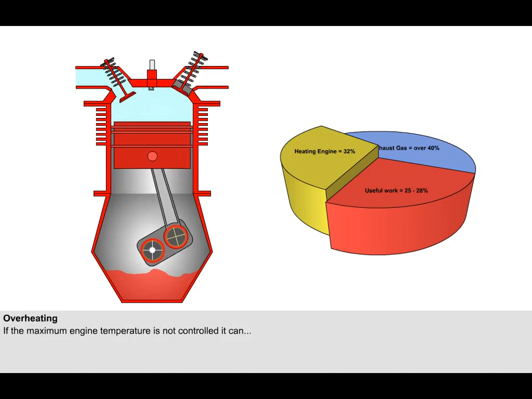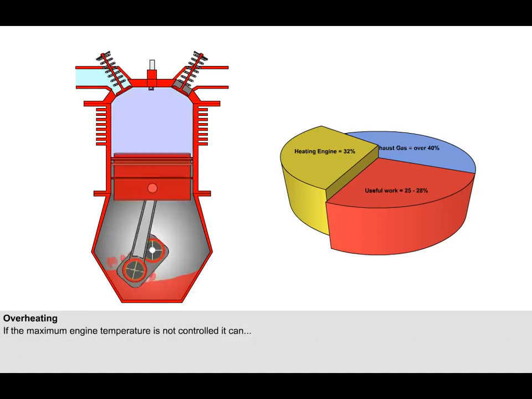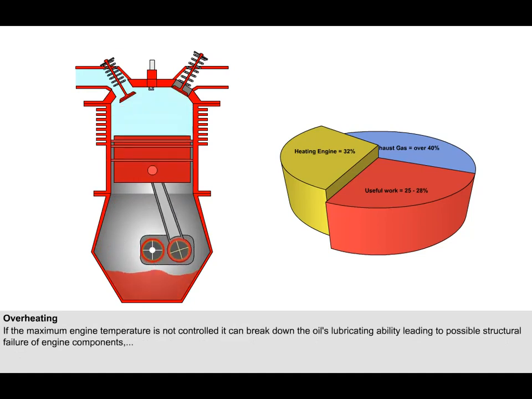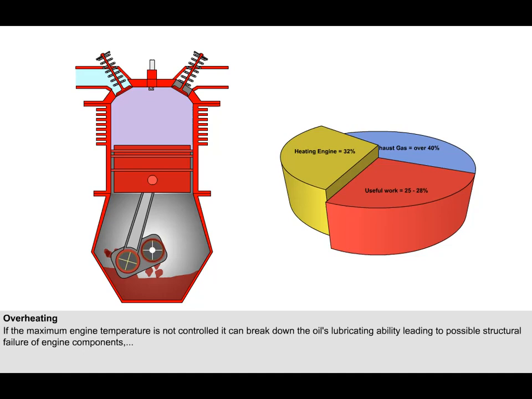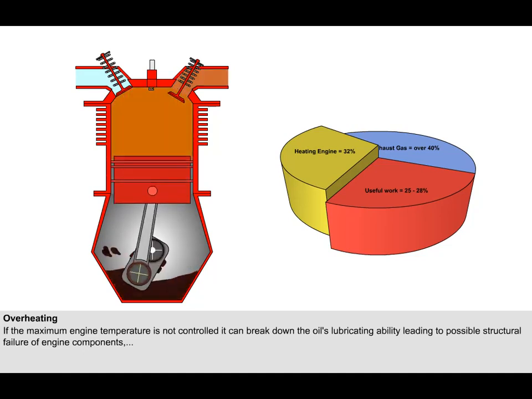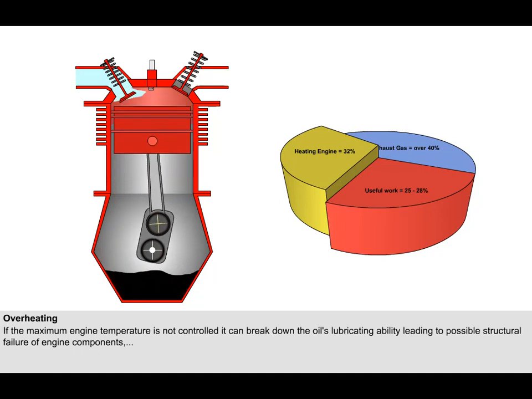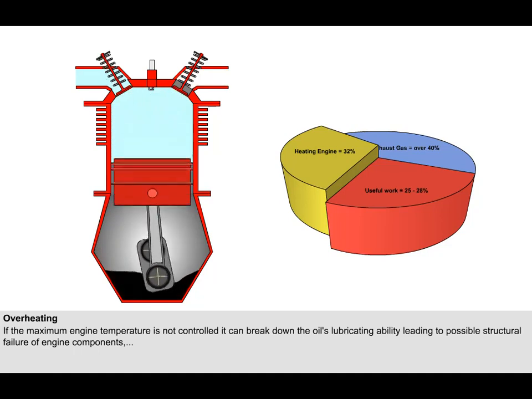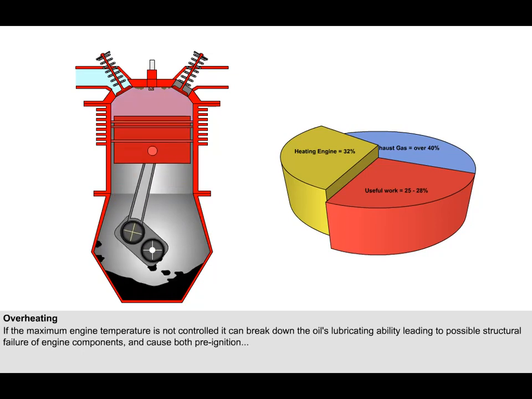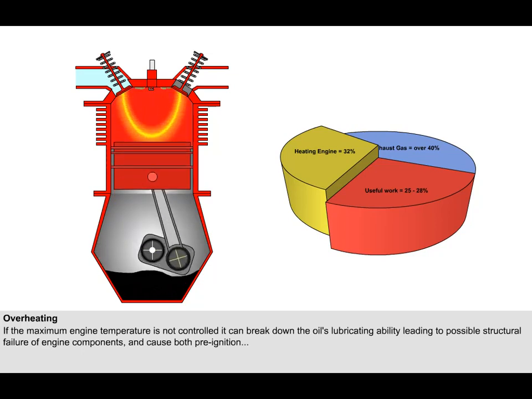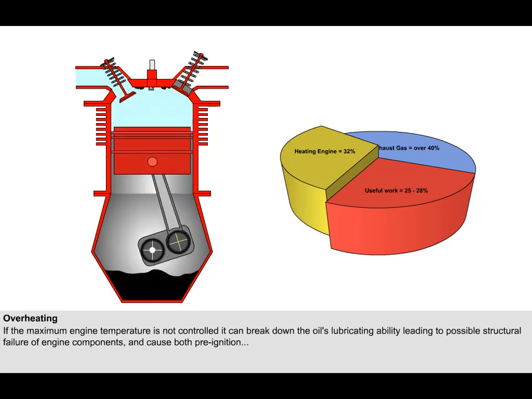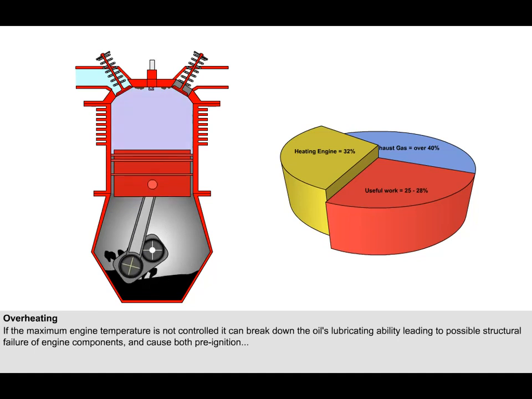If this temperature increase is not controlled, it can be the cause of several problems. The oil temperature will become too high, which will cause it to lose its lubricating properties, and as a consequence, the engine may suffer structural failure of some of the components. If the engine gets excessively hot, carbon deposits in the cylinder can become incandescent. The hot spots thus created can cause the mixture to ignite before the normal ignition point. This phenomenon is called pre-ignition.